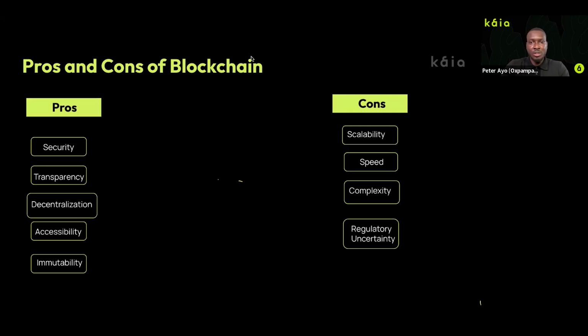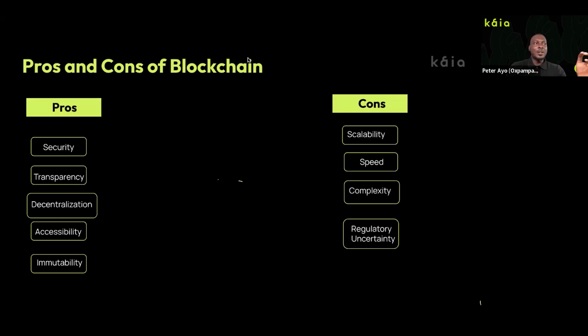Now let's talk about the cons, which are the disadvantages that we've seen over time. The first is scalability. So what does scalability mean in this case? It means that blockchains most times struggle to handle a mass volume of transactions, right? We can see this in the case of Bitcoin and also Ethereum, where it can only handle 20 transactions per second at most, right? And that's why we have quite a number of solutions to solve the scalability issue.